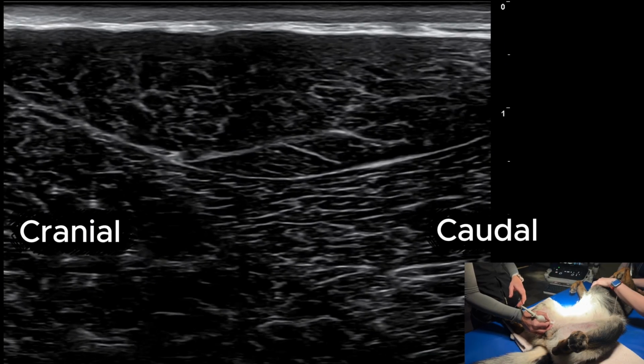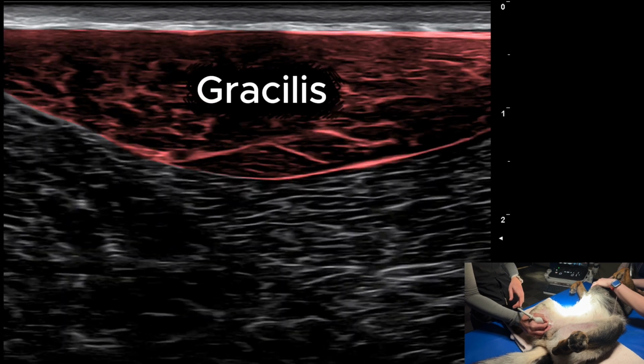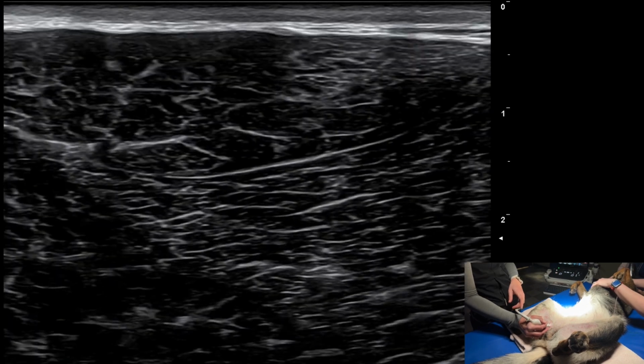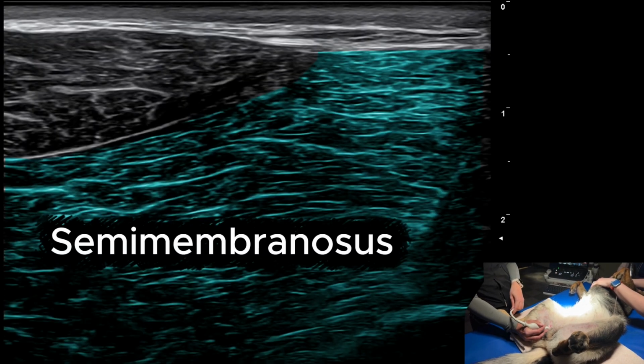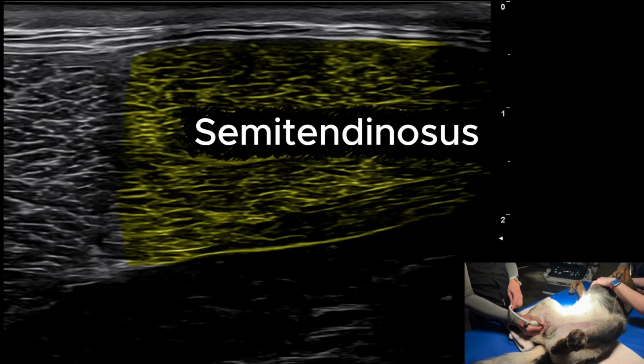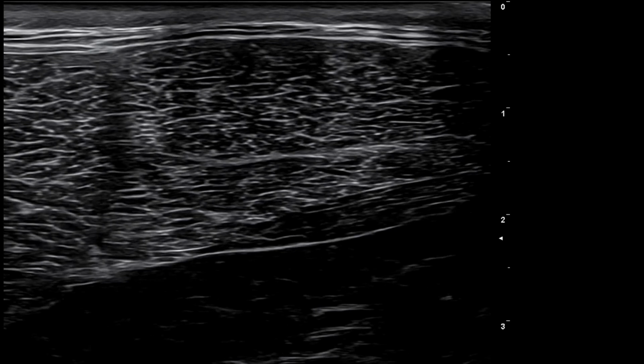Starting in a transverse plane, the transducer is placed over the medial thigh region to isolate the flat and wide gracilis muscle. The semimembranosus muscle lies caudal and deep to the gracilis muscle. Sliding the probe further caudally allows the semitendinosus muscle to be identified. All muscles should be imaged in both transverse and longitudinal planes.